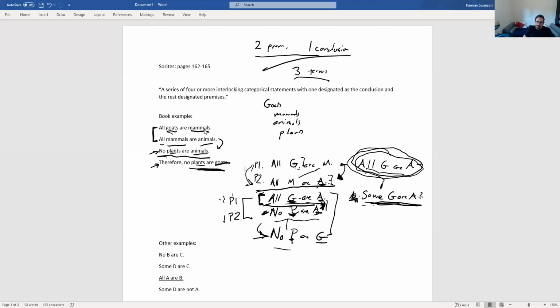Next, we ask, does it pass rule number 3? Rule number 3 states we cannot have more than one negative premise. And that's correct. There's only one negative premise, premise 2. And 4, if we have a negative premise, we must have a negative conclusion, and if we have a negative conclusion, we must have a negative premise. That checks out as well. So that means that we have a valid argument, and we found our one missing premise, all G are A. So there we go. That is our basic Sorites, and that's the kind of problem we're going to be looking at for the next few in our class.